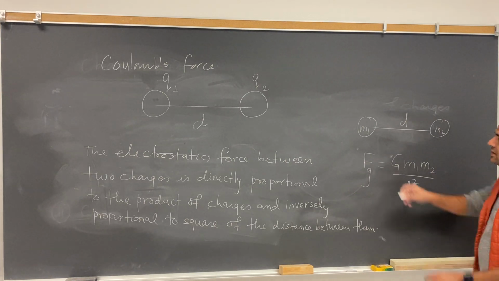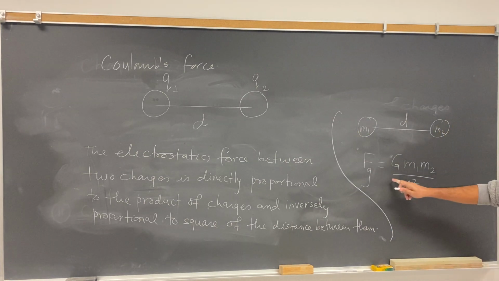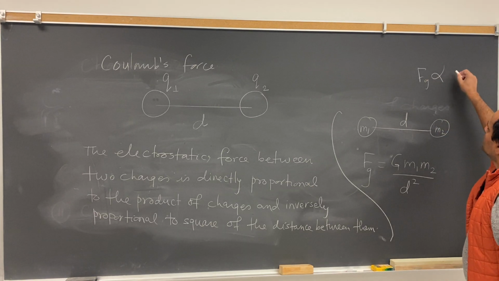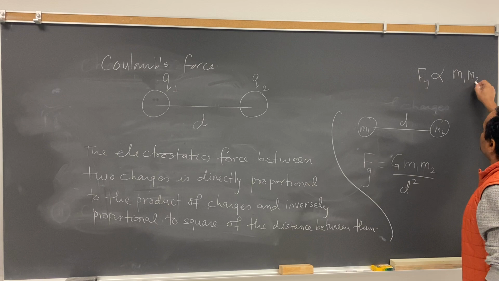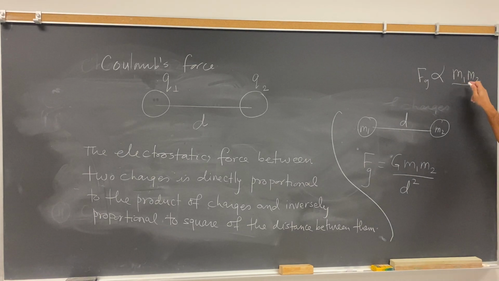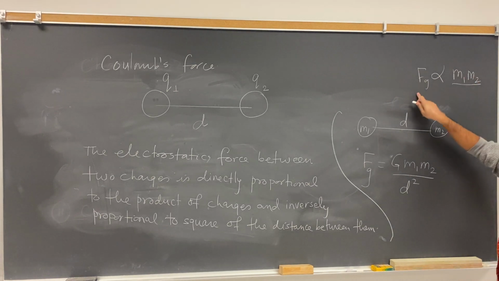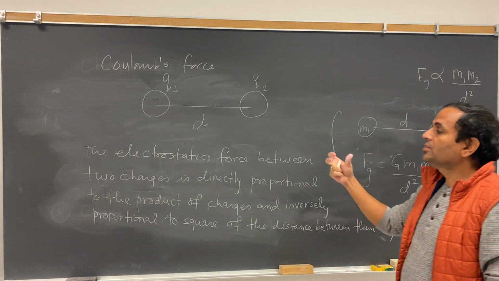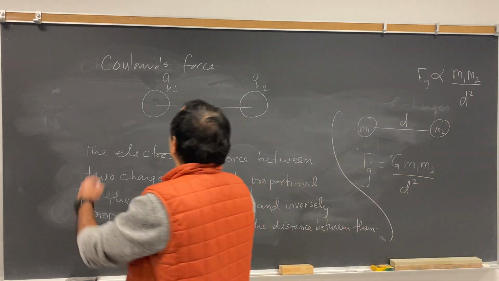Same as this, this is the gravitational force. Look here. The gravitational force F of g is directly proportional to the product of the masses, m1 times m2, and inversely proportional to the square of the distance between them. This is gravitational force. But here we are talking about the electrostatic force, or you can call it Coulomb force.